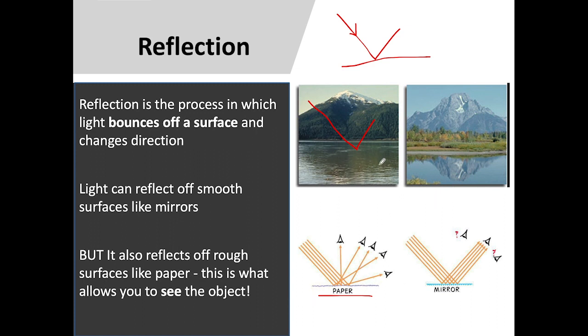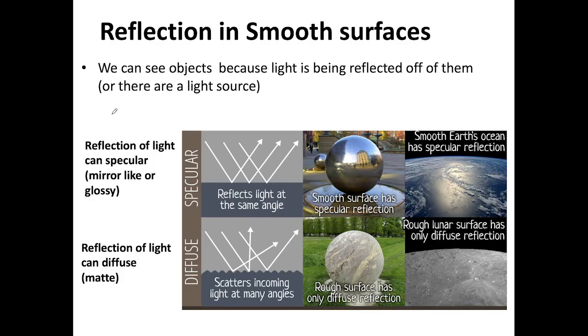And we'll talk a little bit about the difference between this smooth, glossy type of reflection and a rougher reflection. So, reflection in smooth and rough surfaces. We can see objects because light is being reflected off of them, or they are a light source. So obviously you can see a light bulb because it's glowing, or the sun because it's glowing. So light sources are visible because they're emitting light. Other objects that you can see, some light is being reflected off them.